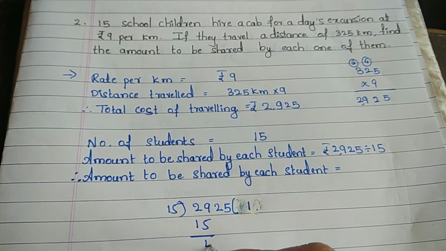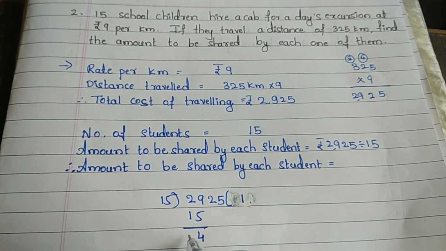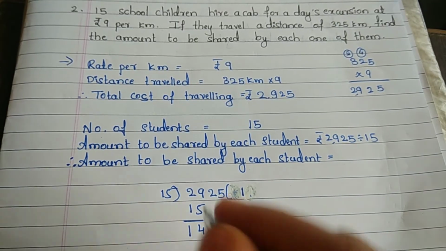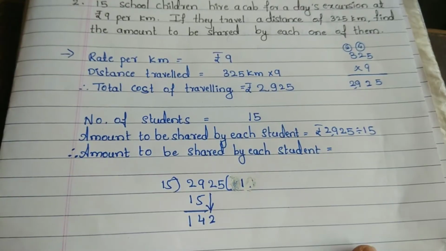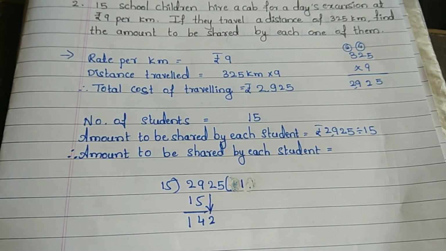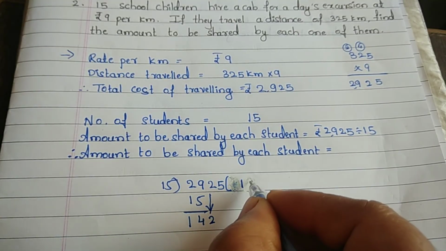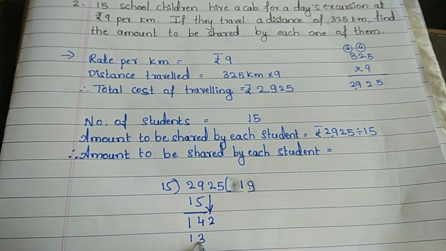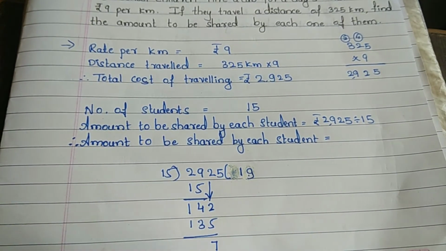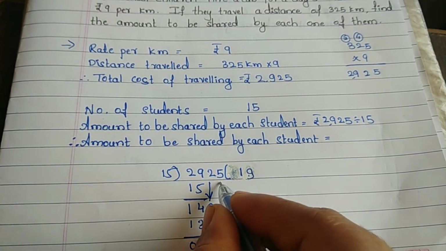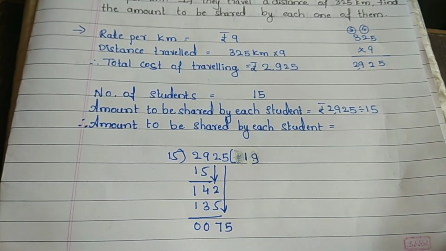Okay, 9 minus 5 is 4. Then 2 minus 1 is 1. Okay, it will become 14. Then you drag 2. Now you should say the 15th table and find the nearest to 142 in the 15th table. 15 nines are how much? 135. 12 minus 5 is how much? 7. It will become 3. 3 minus 3 is 0. 1 minus 1 is 0. Then you drag 5. Okay, it will become 75.